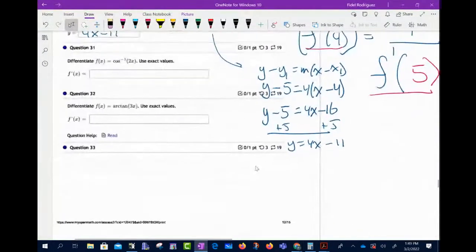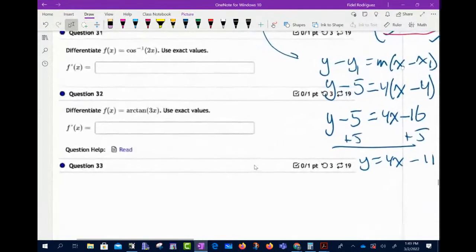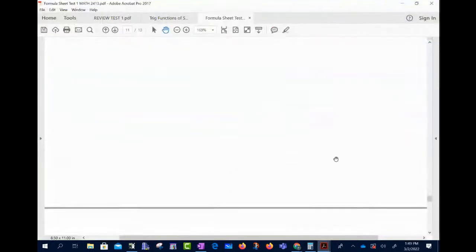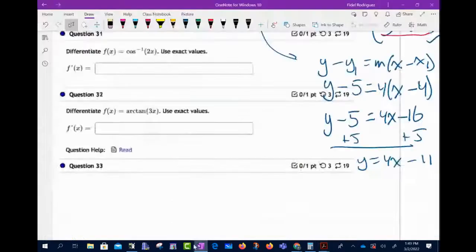Anybody need help with either 31 or 32? It's just using my formula sheet, right? Isn't this what I would do, y'all, for like 31 and 32? Here's my derivatives of my inverse trig functions. So I would just do a little stare and compare. Let's do one of them. Let's do 32, just to make sure that we're good.